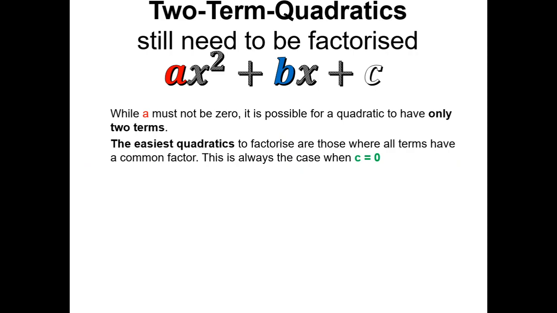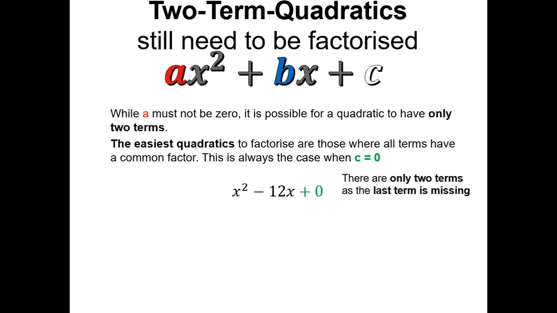While a, as we discussed last lesson, must never be 0, because if a were 0, the first term disappears, and that's the x squared term. Without that x squared term, we're just left with bx plus c, which is a linear equation. So let's start with where c is equal to 0 then. This is the easiest quadratic to factorize because when the last term is equal to 0, we're just left with the x squared term and the x term.